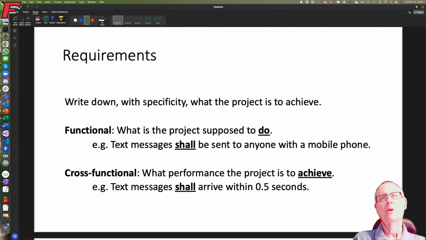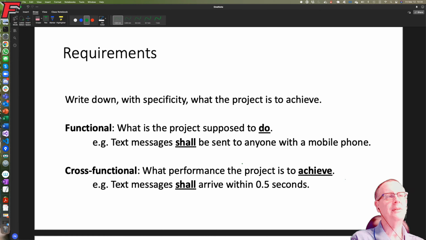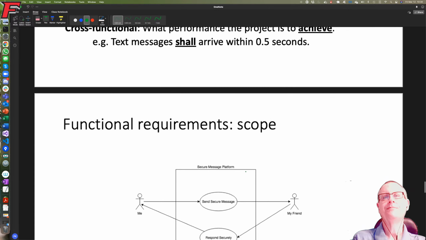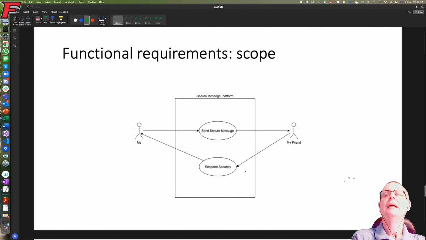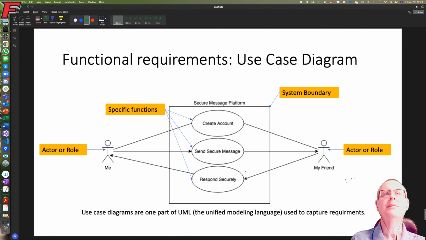And we've already done the requirements, so I'm not going to talk about this. Just to say that functional is what the thing does, and cross-functional is more holistic. It's about the whole system, and it's usually about quantifiable performance figures. Sometimes it's to do with aesthetics. And I've talked about use cases before, but this is the main diagram of use cases.